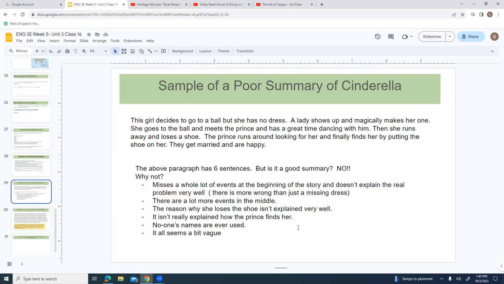So the above paragraph does have 6 sentences, but is it a good summary of the Cinderella story? No. Why not? Well, first of all, it misses a whole lot of events at the beginning of the story, and it doesn't explain the real problem very well. Like, it isn't just the missing dress that means she can't go to the ball. There's a lot more events in the middle that are left out. The reason why she loses the shoe isn't explained very well either. It isn't really explained how the prince ever finds her. No one's names are used. It's all quite vague.